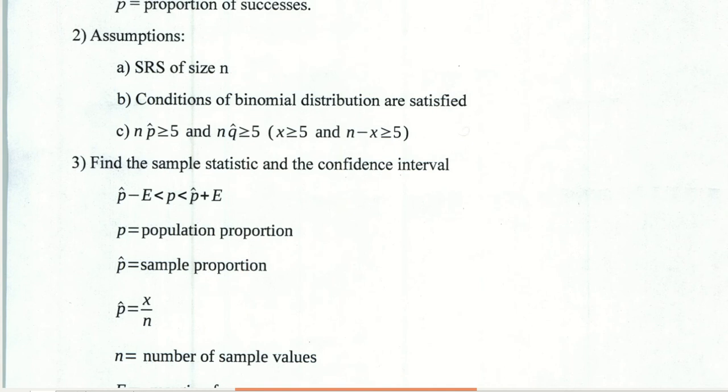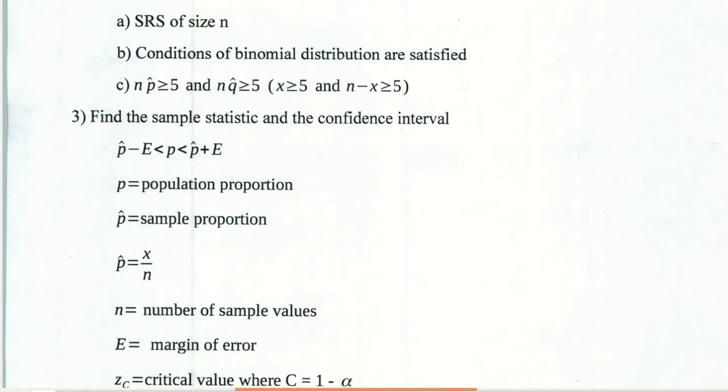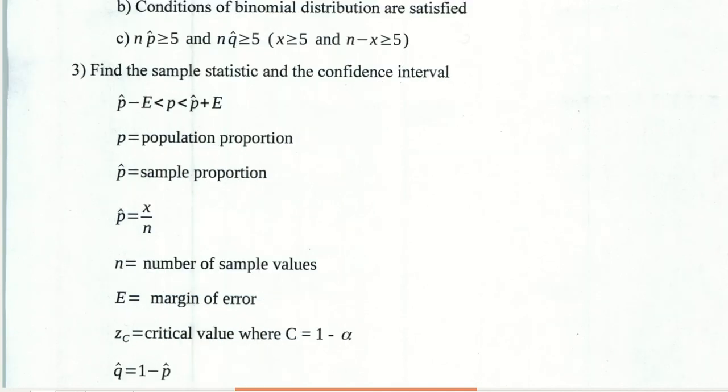There's the population proportion, that's p. There's the sample proportion, that's p hat. And of course, we can make the sample proportion out of x and n. It's nothing more than the quotient of x over n. X is the number of successes, and n is the number of samples, the sample size. E is our margin of error. That's the same as before.